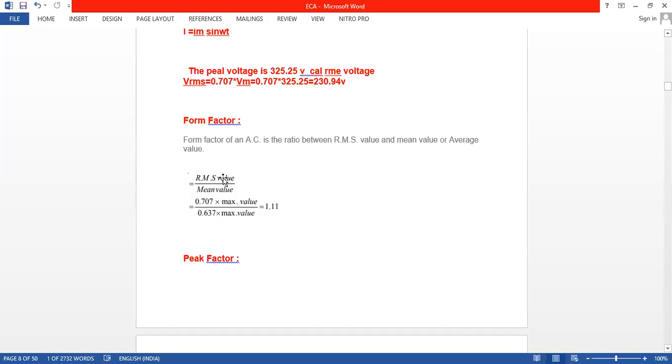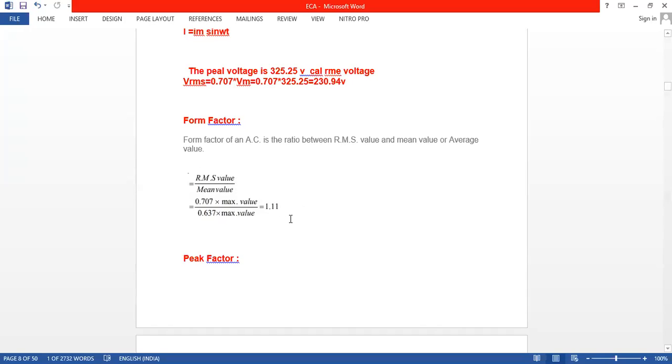What is the RMS current formula, anyone? RMS current is 0.707 into Im. And what is average current? 0.637 into Im. So if you divide 0.707 by 0.637, how much are you getting? You will get approximately 1.1. Try and tell me, form factor is the ratio of RMS current to average current: 1.109, approximately 1.11.